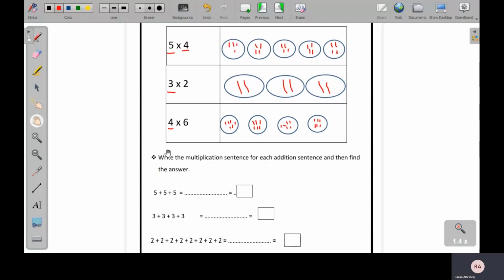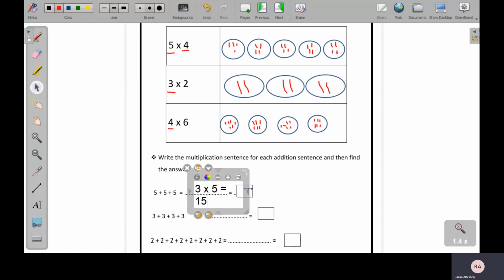Here, guys, it says, I want to write the multiplication sentence for each addition sentence and then find the answer. So here I have 5 plus 5 plus 5. That's my repeated addition sentence. I have 5 3 different times. So I know that my first number is going to be 3 because I have 3 groups of 5. So I do 3 multiplied by 5, and that is going to give me 15.